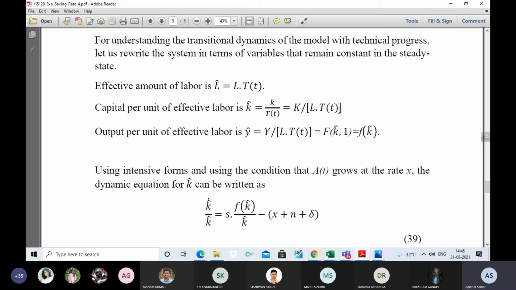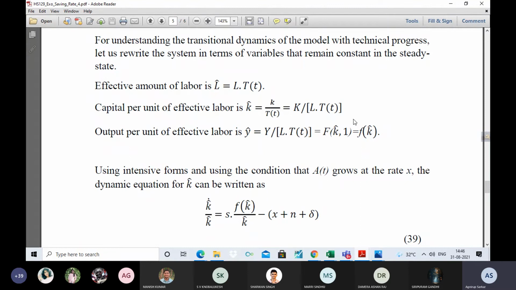So labor times technology is a measure of how productive this labor is, how productive a certain unit of labor is. So if we are employing L, then effectively L times T is how this labor is contributing towards output. Okay, so capital per unit of effective labor becomes capital K divided by L times T instead of just capital K by L. Capital K by capital L would have been capital per unit of labor, right?